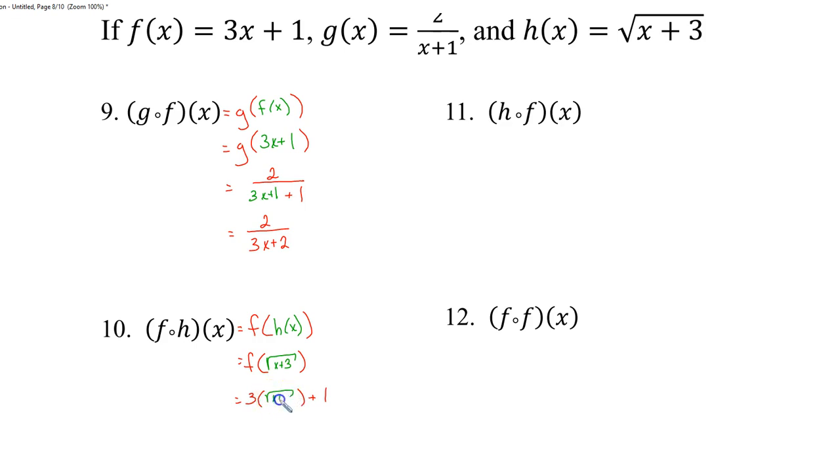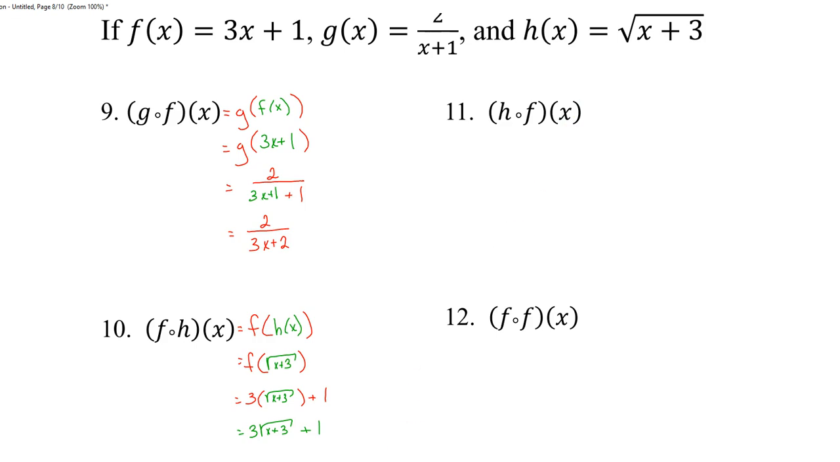Now you can lose the parentheses as you rewrite this if you want to, and you can write this as 3 and then the square root of x plus 3 and then plus 1. You can't combine anything else. There's nothing else you can combine. This plus 1 is outside and this plus 3 is inside, so I'm done. For h of f of x, now notice that this one was f of h and this one is h of f. I'm going to get a completely different function.